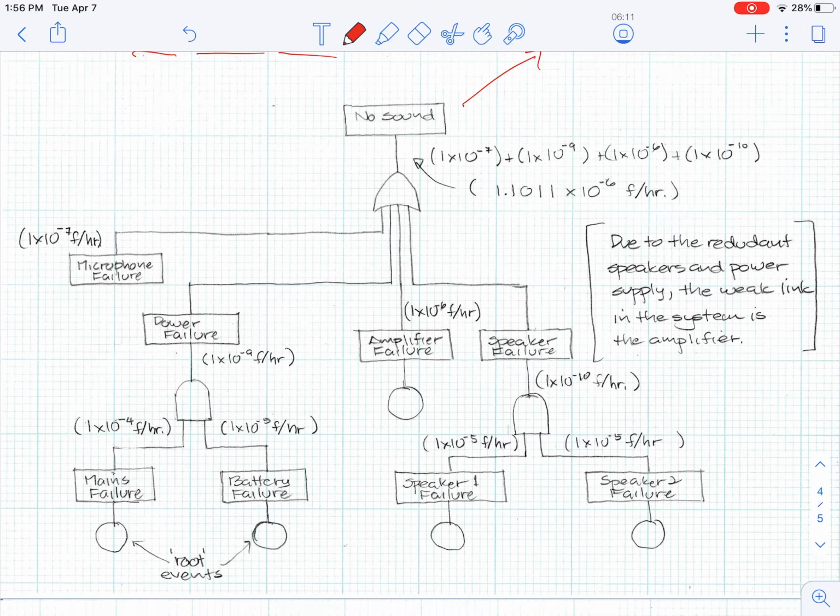And if I look at this, what are some possible failures that I could have that cause no sound? You know, microphone failure. If the microphone fails, I'm not going to have anything going into the amplifier, and so that's going to have no sound coming out.